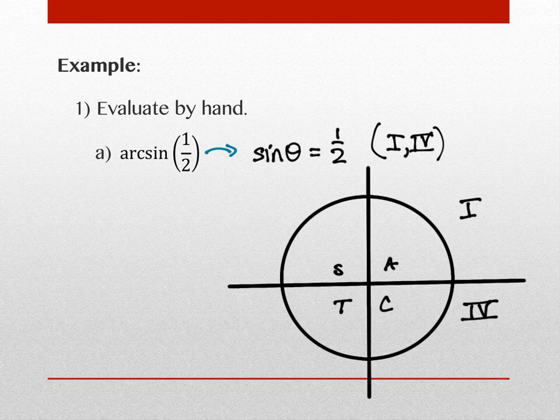What that's telling you is where they're positive. All of the trig functions are positive in quadrant 1. Sine is positive in quadrant 2. Tangent's positive in quadrant 3. And then cosine is positive in quadrant 4.